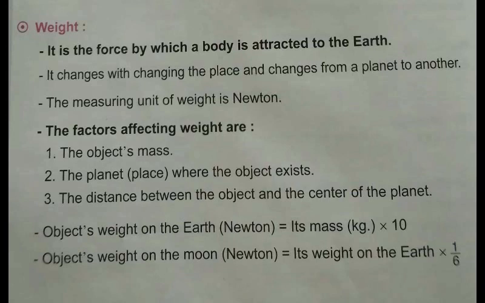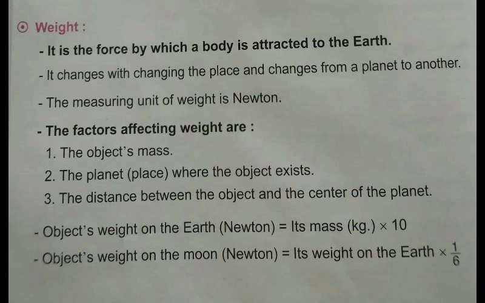The measuring unit of weight is Newton. وحدة القياس بتاعت الوزن هي قلنا ايه؟ نيوتن، وكانت نسبة للعالم البريطاني إسحاق نيوتن. عندنا هنا the factors affecting weight. Number 1 the object's mass. Number 2 the planet اللي هو the place where the object exists. Number 3 the distance between the object and the center of the planet.